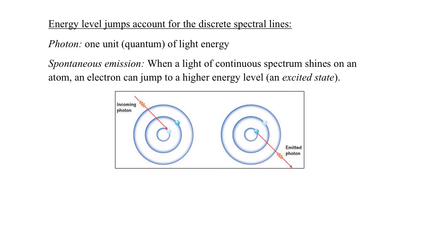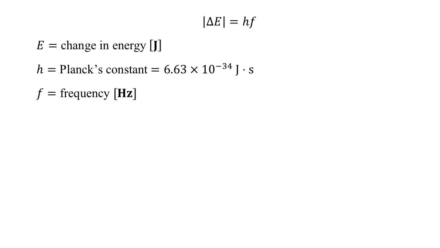Okay, so let's take a look at the equation for this now. And this is going to be the equation that we're going to utilize. So delta E equals HF. Delta E is the change in energy of the electron when it moves from one state to the next. H is a constant.